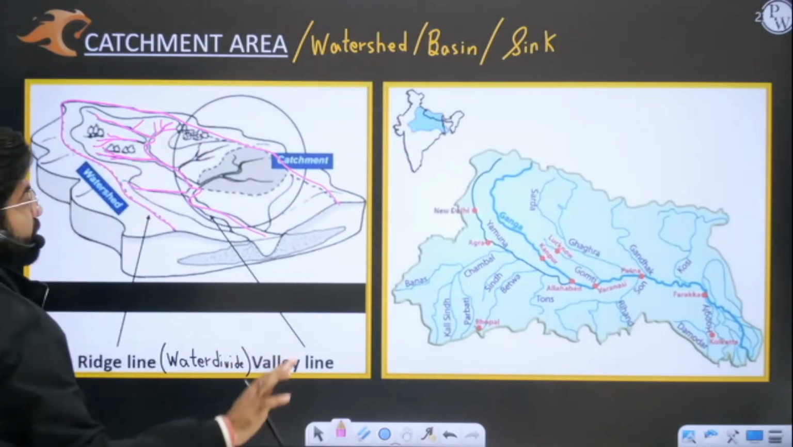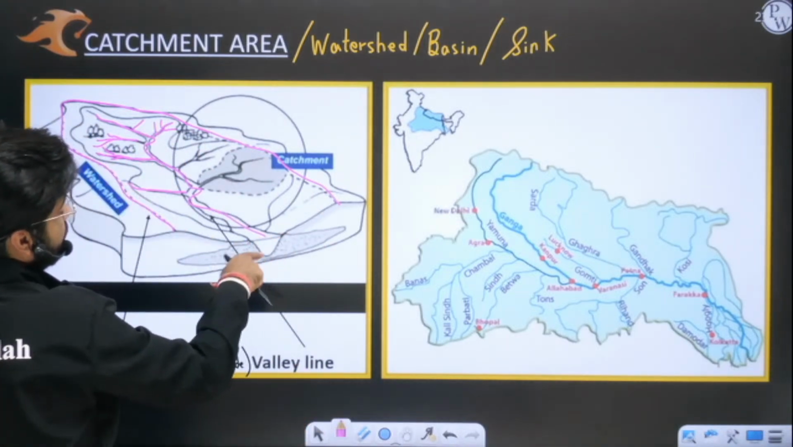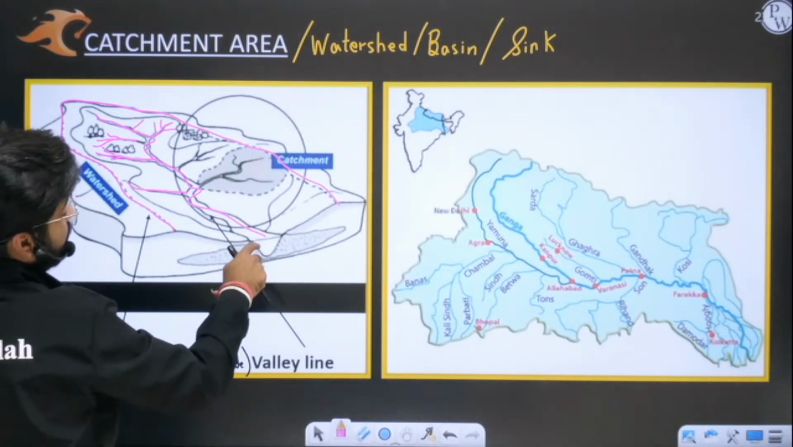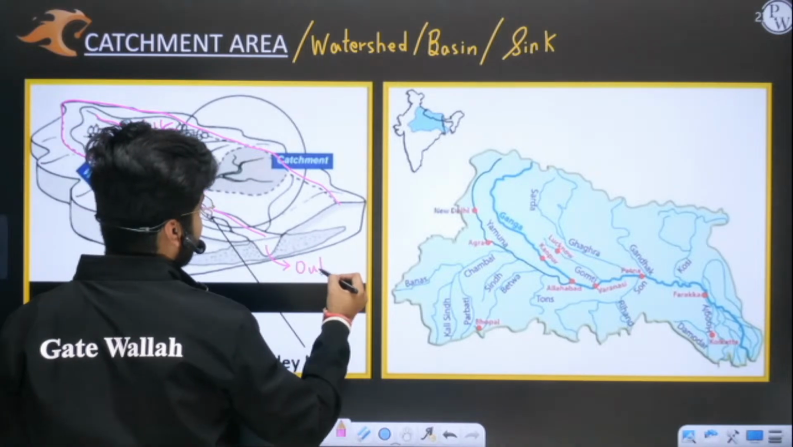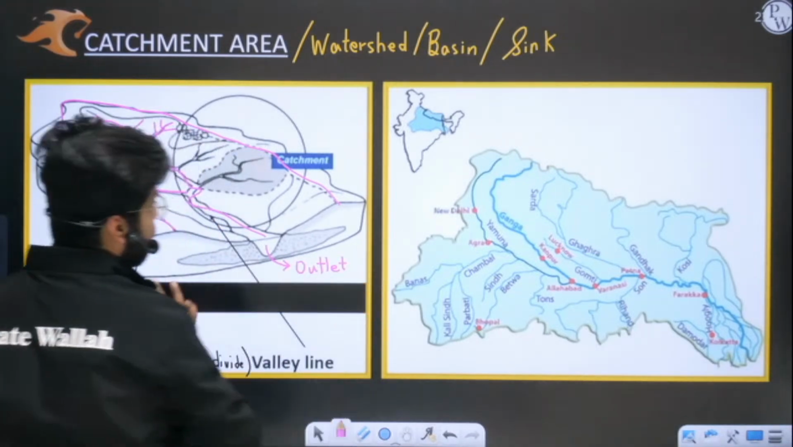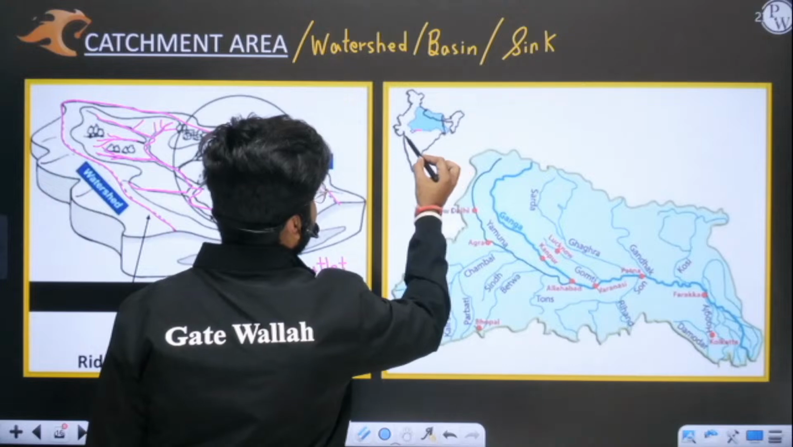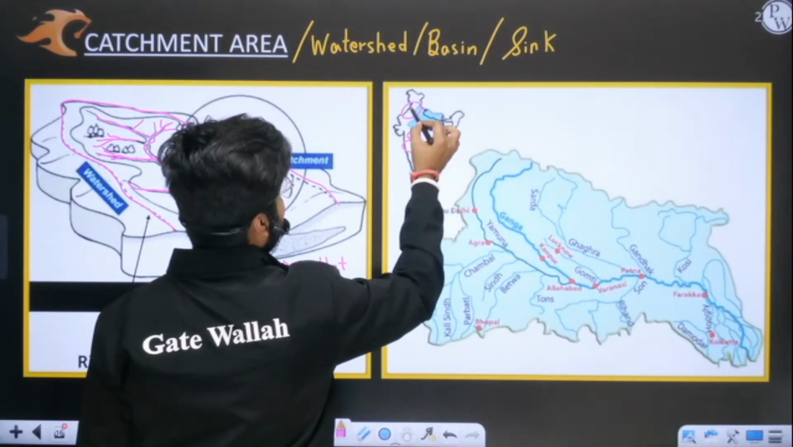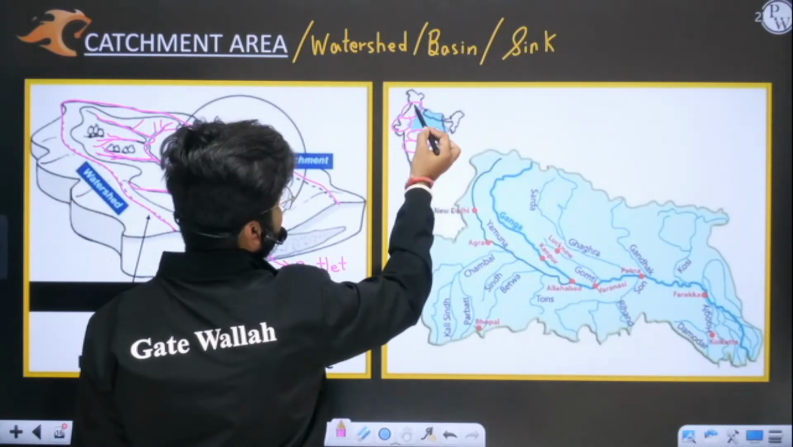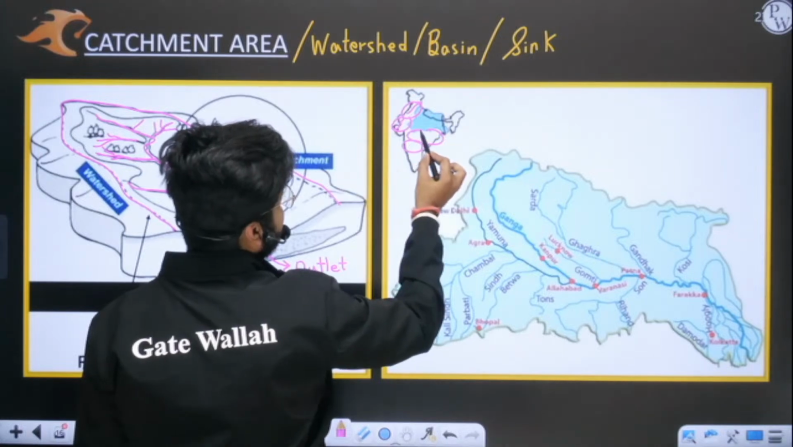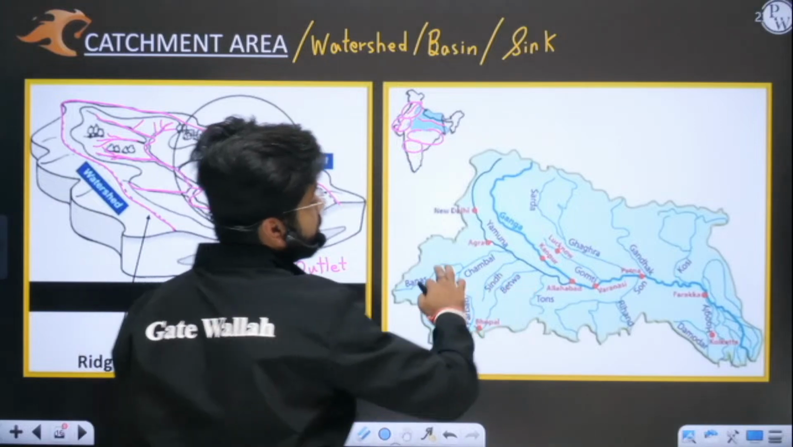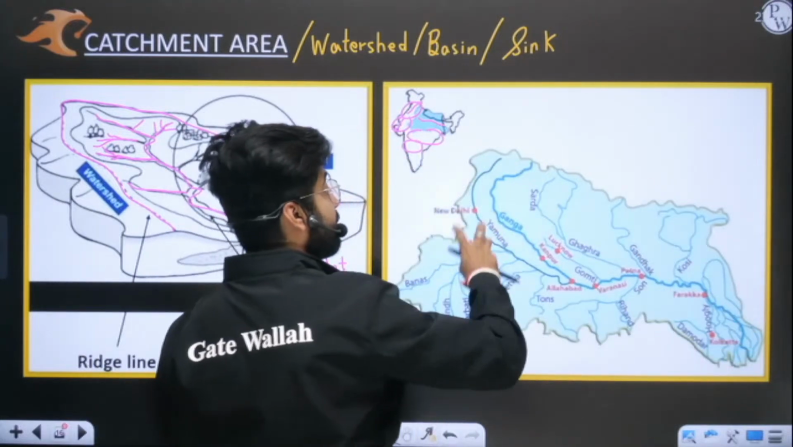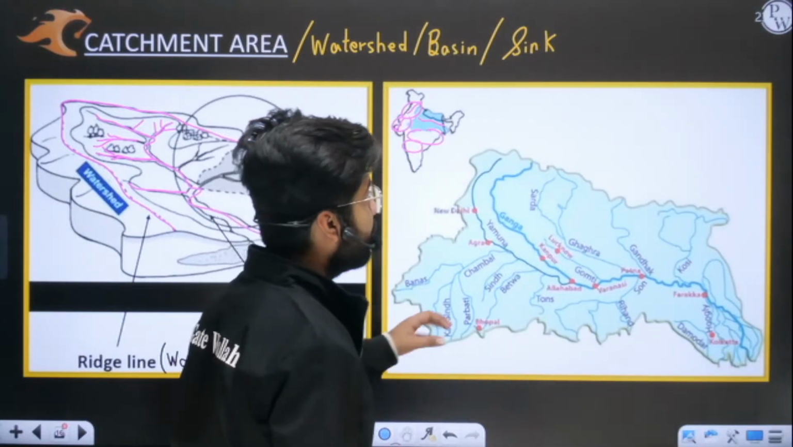See, when your catchment is over, at the end of your catchment we have the outlet. This is nothing but the outlet of the catchment. So entire India is divided into different catchments, and in each catchment at the center we have one river. Somewhere you will see Ganga is there, somewhere Yamuna is there. This entire Uttar Pradesh can also be divided into small sub basins, small catchment areas.